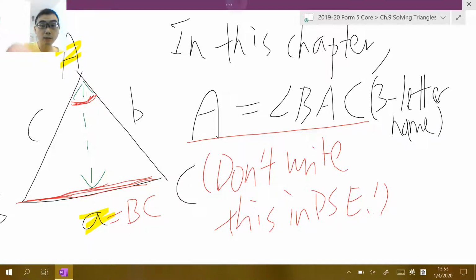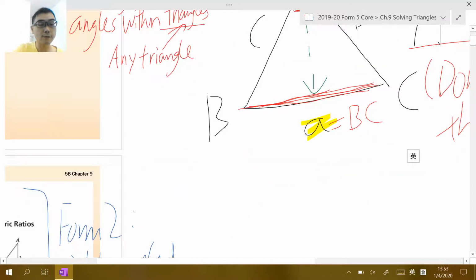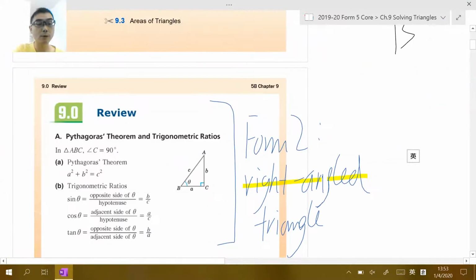Okay, so before we really investigate the sine formula, there is also some knowledge you need to remember first.